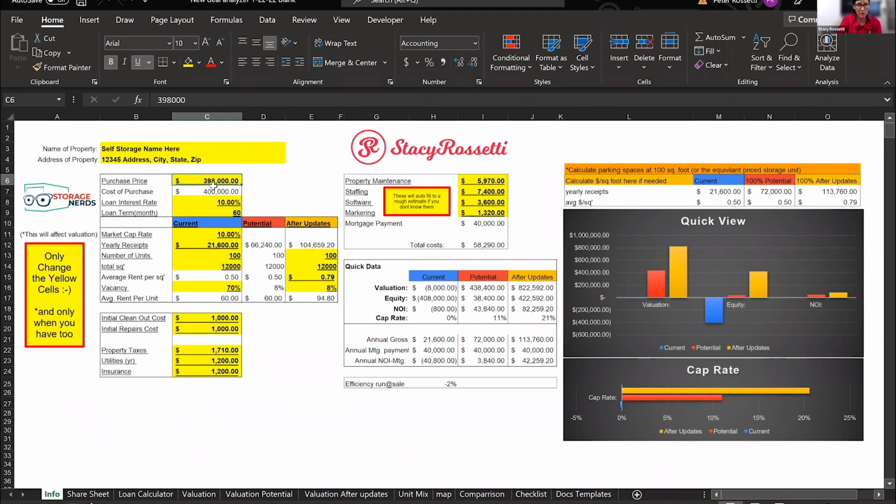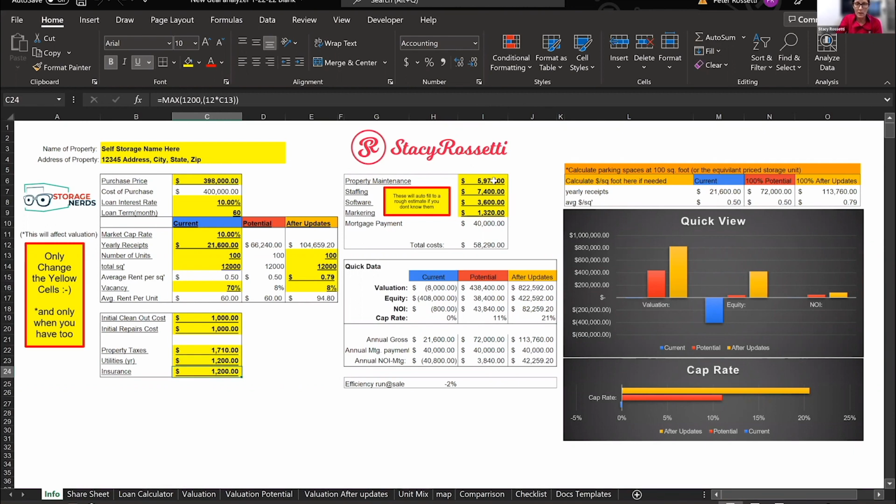So if we purchased this facility for $398,000, this might go up, because this number might be based on what they're paying now. They might only be paying on, you know, 200,000 or something like this. You have to keep that in mind, especially for property taxes, utilities, and insurance.